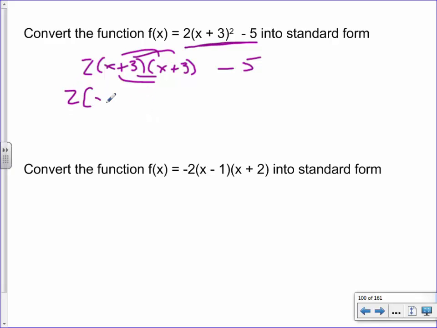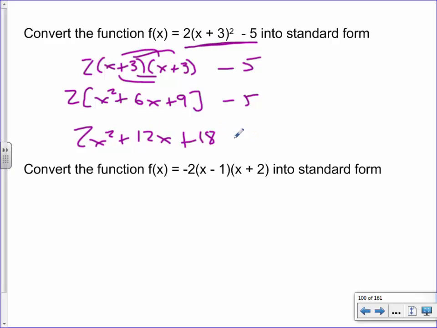If you FOIL it, you'd get x squared, 3x and 3x. I'm just going to put them together right away. That would give you 6x and 9. But I've left that 2 out front, so FOIL the 2 in. You'd get 2x squared, 12x, 18, and then minus 5. So in standard form, it's 2x squared plus 12x plus 13.